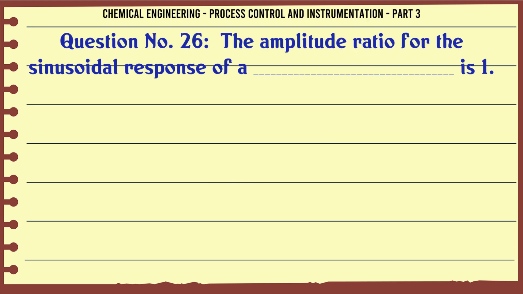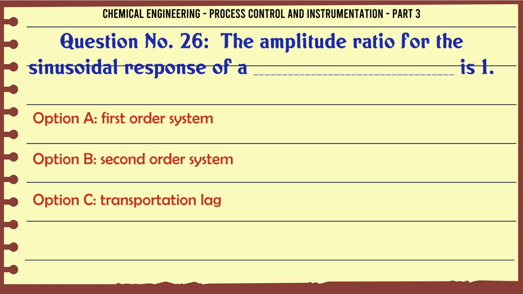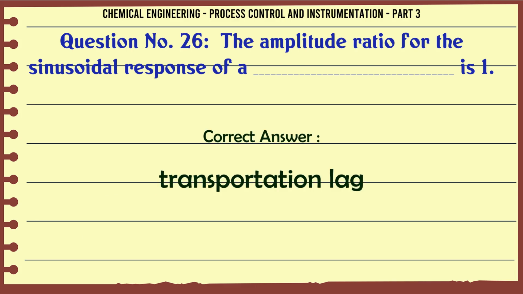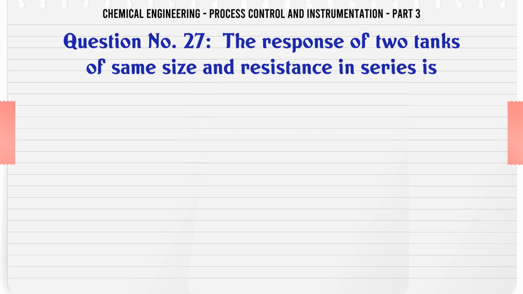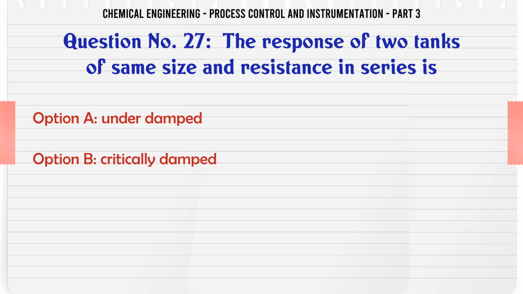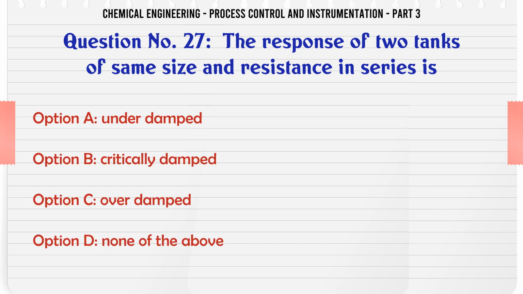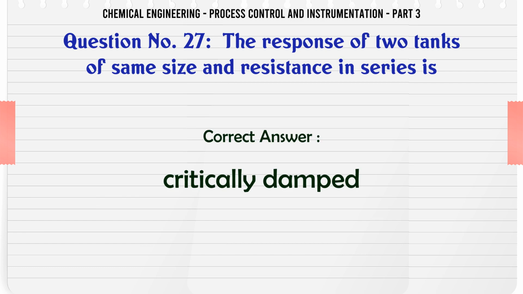The amplitude ratio for the sinusoidal response of A is 1. A first-order system, B second-order system, C transportation lag, D none of these. The correct answer is transportation lag. The response of two tanks of same size and resistance in series is A underdamped, B critically damped, C overdamped, D none of the above. The correct answer is critically damped.